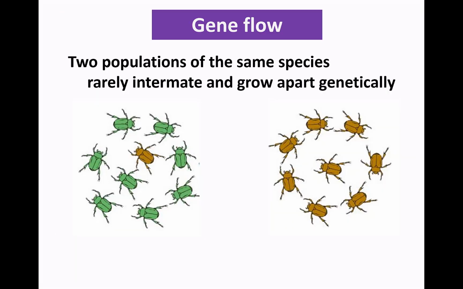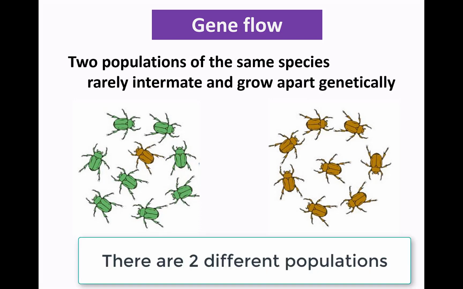Now let's talk about another way that evolution can happen. Our second mechanism of evolution, gene flow. Species are usually made up of many separate populations. Some populations are close together and some are farther apart. Some are separated by barriers and cannot intermate.